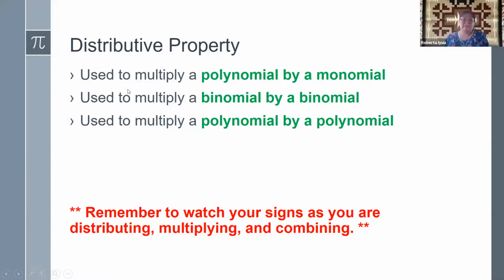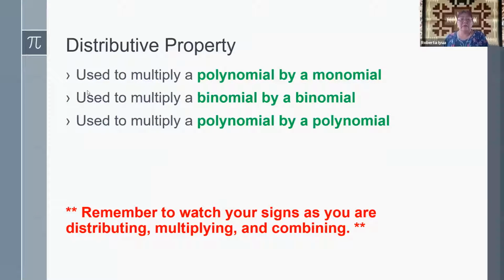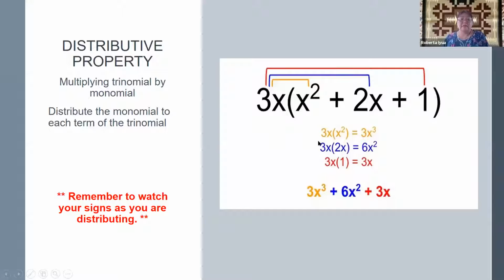Distributive property. This is used to multiply a polynomial by a monomial, a binomial by a binomial, and a polynomial by a polynomial. In this distributive property, we'll be looking at multiplying a trinomial by a monomial. Distribute the monomial to each term of the trinomial. So this 3x, you have to carry it through each term of the trinomial.